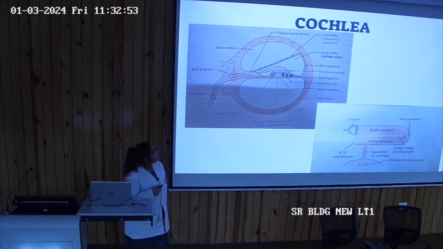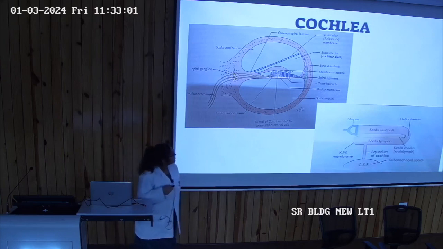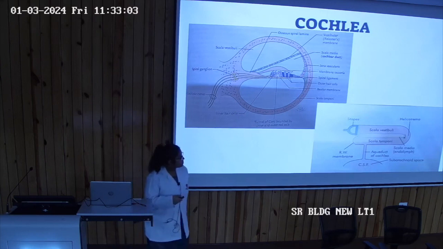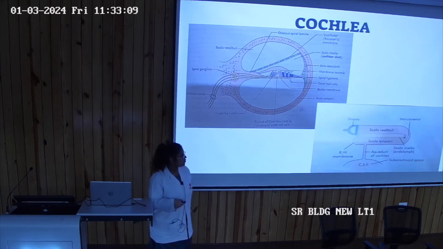From the organ of Corti comes the cochlear nerve, which connects the internal ear to the brain. There is a structure known as the helicotrema, which helps in the communication of the scala vestibuli and scala tympani, and the aqueduct of cochlea, which connects scala tympani to the subarachnoid space.